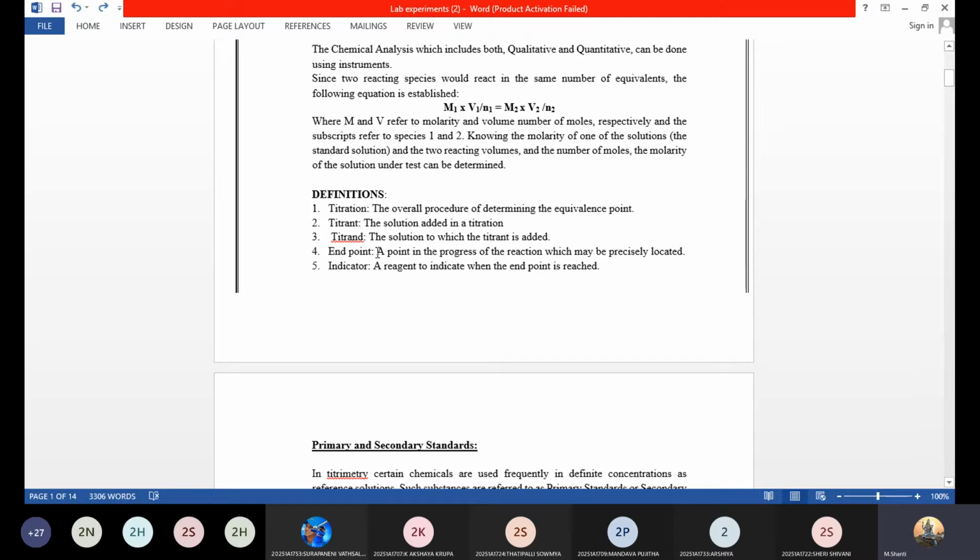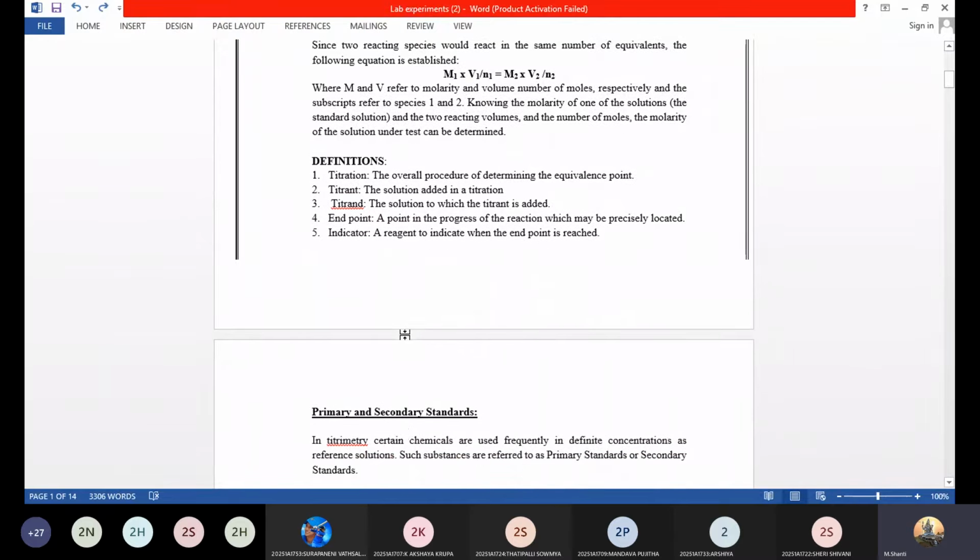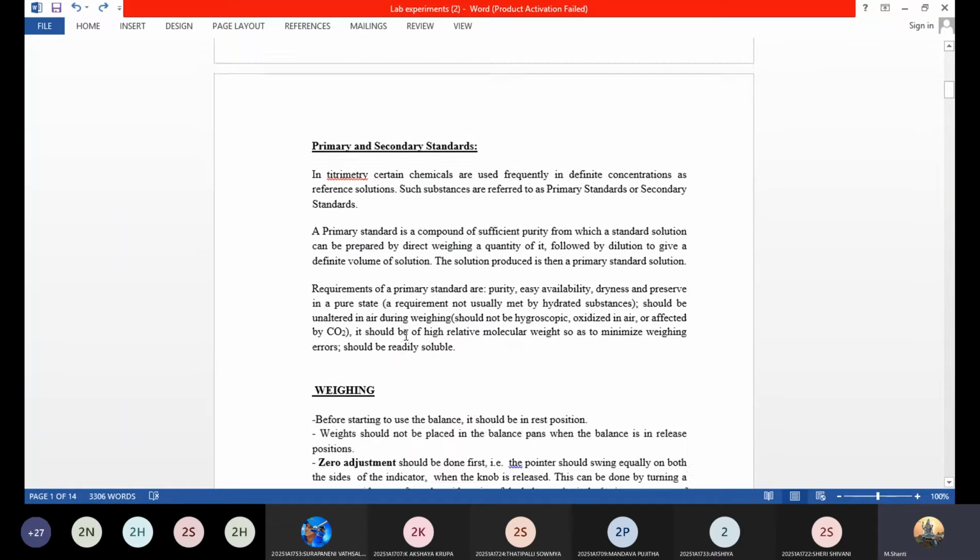And endpoint shows whether the reaction is progressing or not. If the reaction is in good progress, then you can locate the endpoint precisely. That point is called the endpoint. And what about the indicator? Indicator is the reagent which is used to identify whether the endpoint is reached or not.